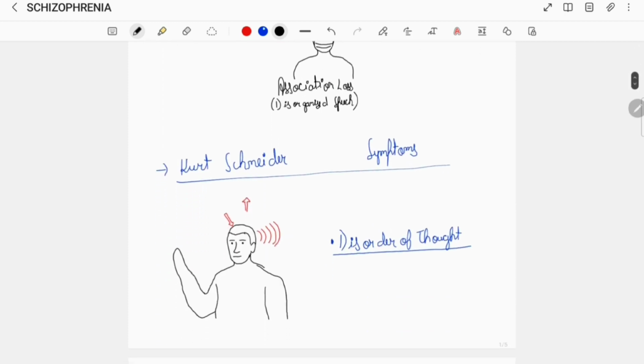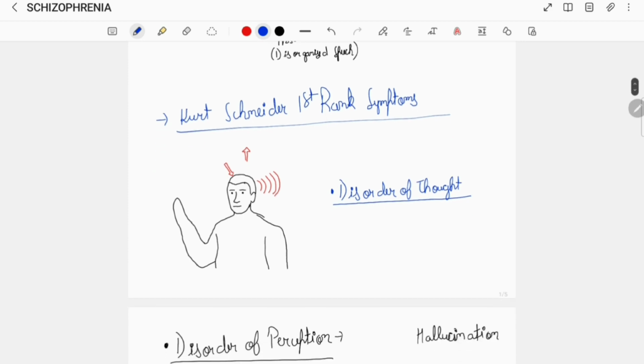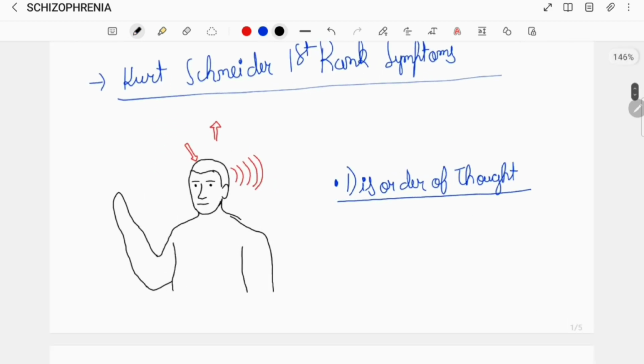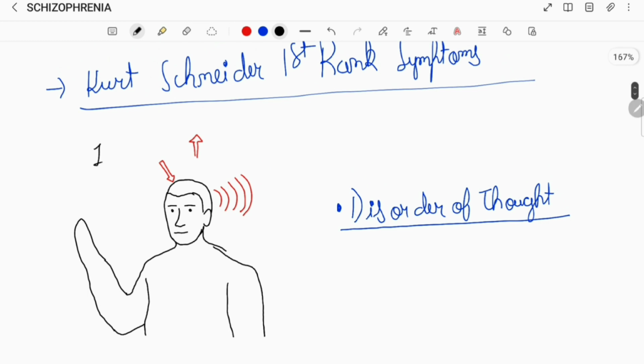Kurt Schneider also defined the first rank symptoms of schizophrenia. First, it includes disorder of thought. Herein, there can be thought insertion or thought withdrawal. Also, there can even be thought broadcast.